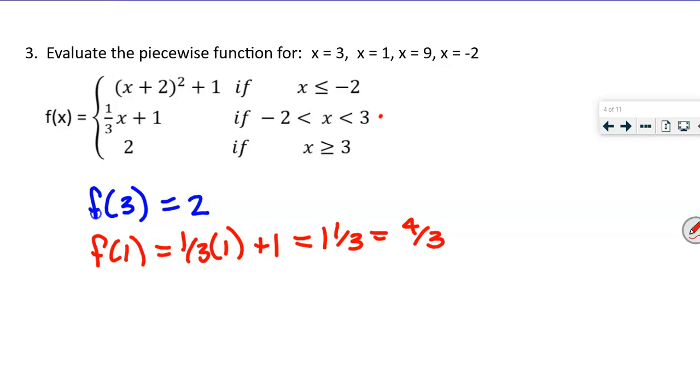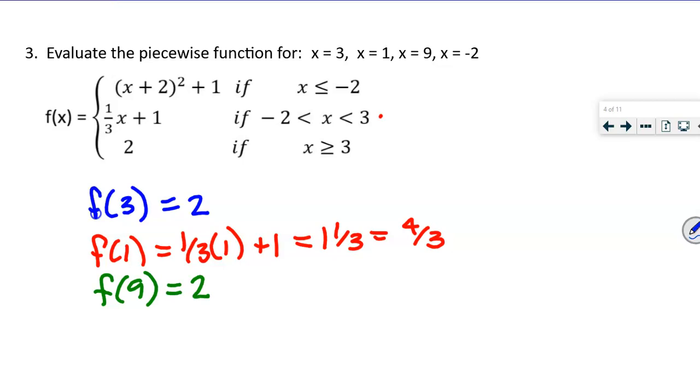Okay? Our next one is going to be f of 9. So on this one, again, we're looking at these three if statements. Obviously, 9 is not less than or equal to -2. It's not between -2 and 3, but it is greater than 3. So this one is also going to be 2.